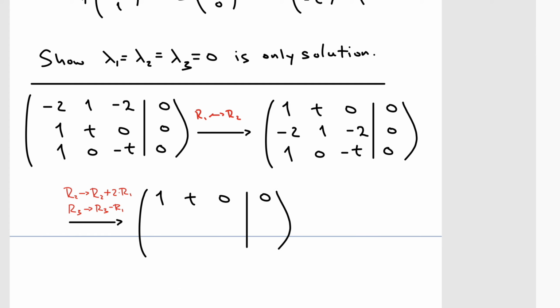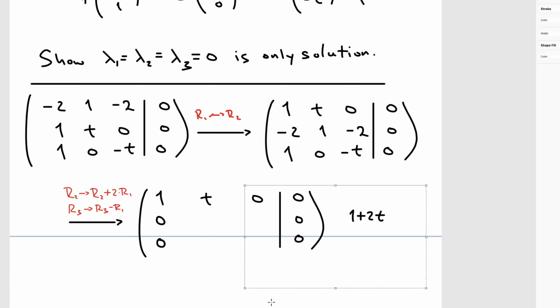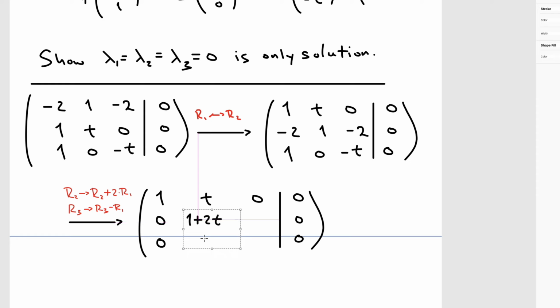And I selected the elementary operations so that there will be zeros here. Now this part's definitely going to be 0. It's kind of redundant even to write this, but I like to write it. And now what about this part right here? So it's going to be R2, in other words, the number 1, plus 2 times t. So 1 plus 2t is over here.